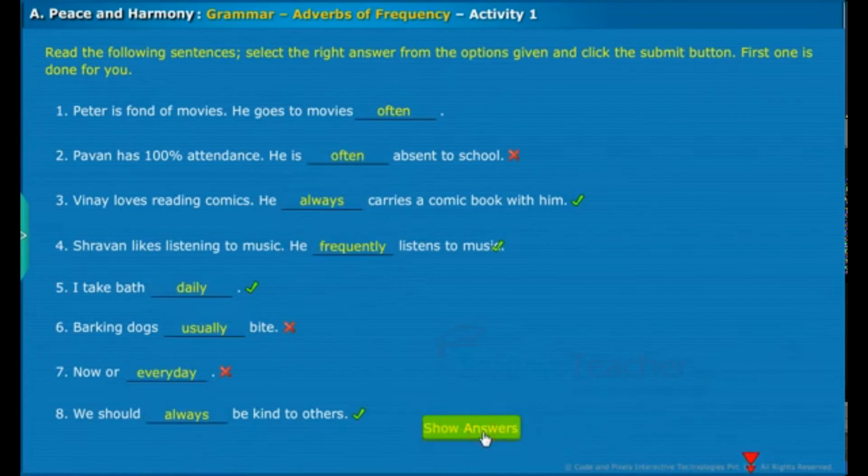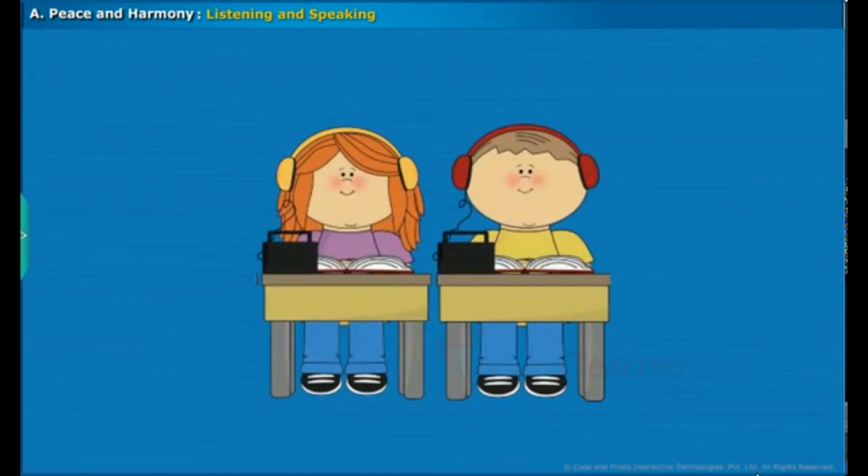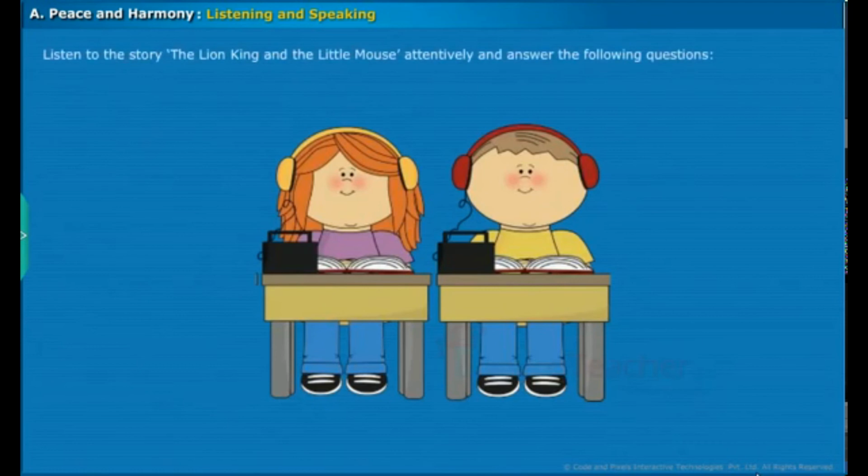Let us now do an activity to improve our listening and speaking skills. Listen to the story The Lion King and the Little Mouse attentively and answer the following questions.